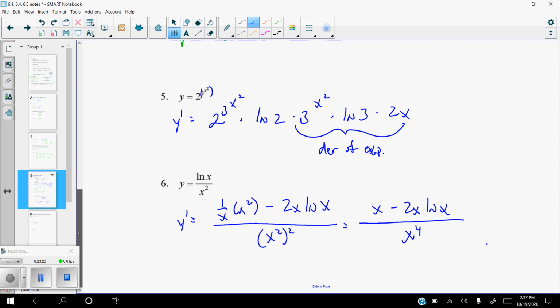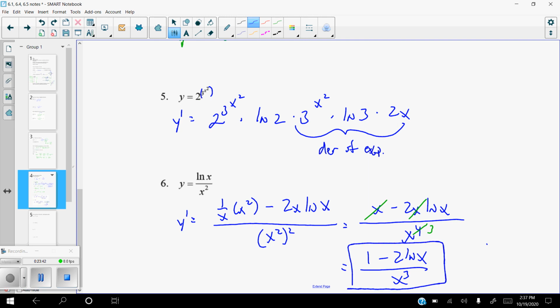And it looks to me like I have an x in every term, so I can cancel an x out of there. That becomes a 3rd power. So what I'm going to get now for my final answer is 1 minus 2 natural log of x over x cubed. And that's going to become important that we can do that, because there are going to be times we're going to have to simplify those for further use, especially with applications later on.